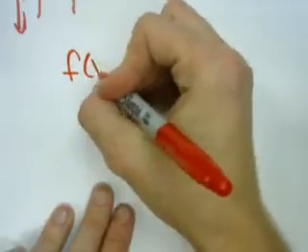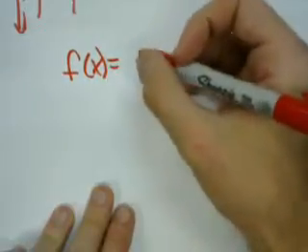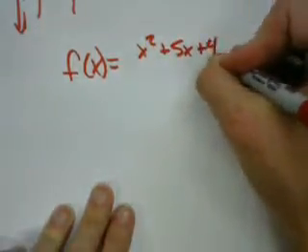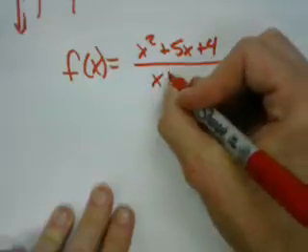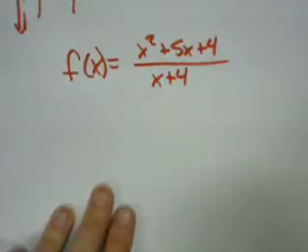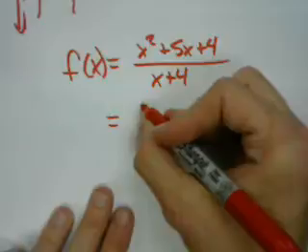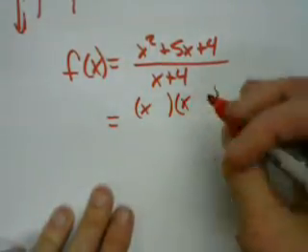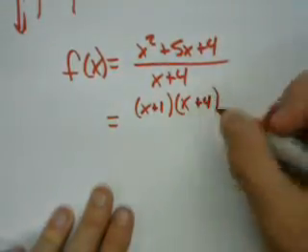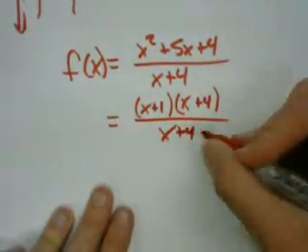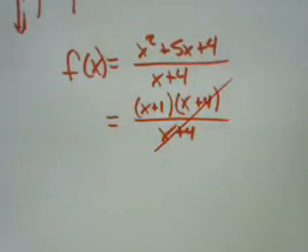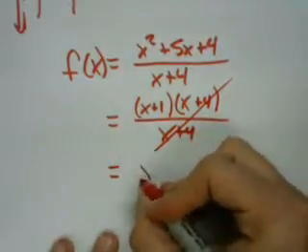Now here, if we say we have a new equation, f of x equals x squared plus 5x plus 4 over x plus 4, then what I really need to do is factor top and bottom. The bottom's already factored, but the top can factor. It can be x plus 1 times x plus 4, and then that's over x plus 4. Because these are the same, you can cancel out these factors. Okay, so really this equation is x plus 1.